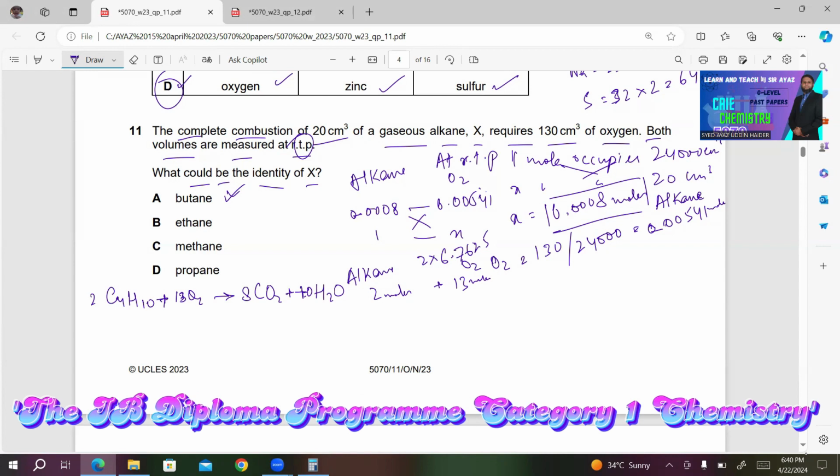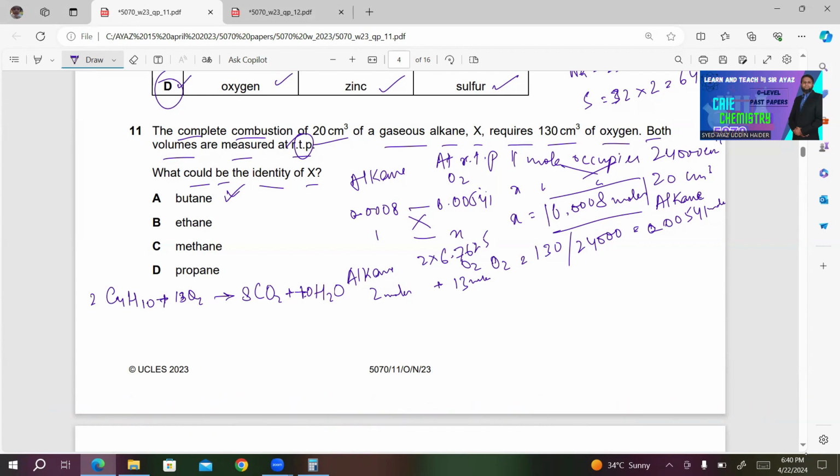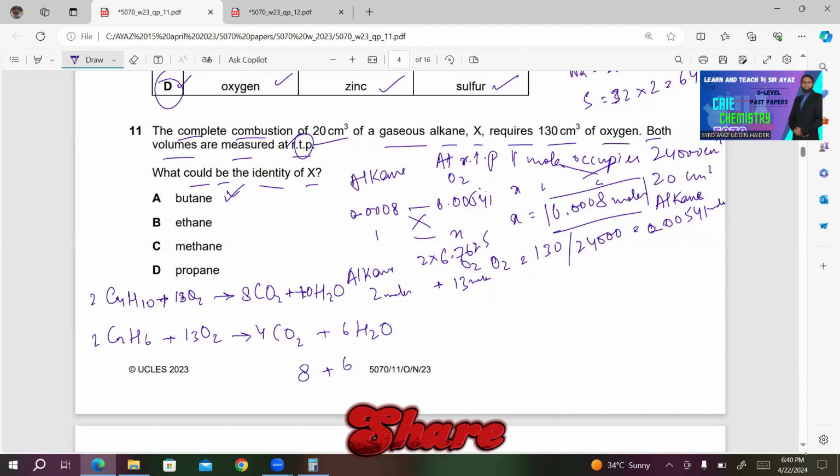For your convenience, I am doing the combustion reactions for the others also. Ethane. What is the formula for ethane? It's C2H6 plus O2. Now they are saying 2 moles reacting with 13 moles. What you will get? CO2 plus H2O. CO2, 2 2s are 4, 4 CO2. What about hydrogen? 6 H2O. How many oxygen here? 4 2s are 8. 8 plus 6 gives 14. So this is incorrect. We are not getting 14. You must get 13 multiplied by 2, that is 26 atoms of oxygen reacting.